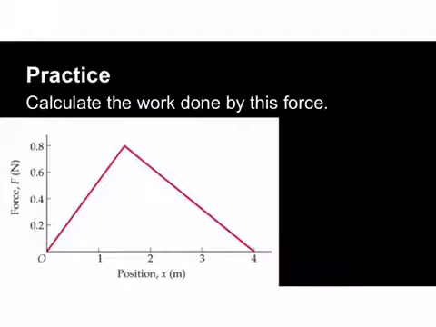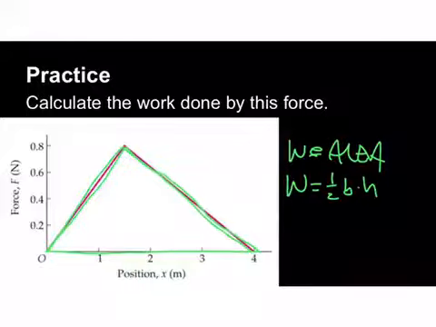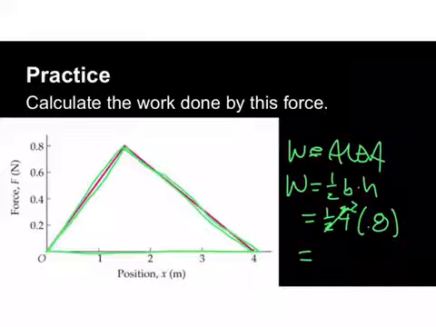Here's one for you to try. What would be the work done by this force? So again, if we do this, remember that the work equals the area, and we can use our graph and the x-axis to do the top and the bottom. We don't need to close anything off here. So area is 1/2 base times height. The base of this triangle is 4, and the height of this triangle is 0.8. So the work done, half of 4 is 2, and 2 times 0.8 is 1.6 joules.